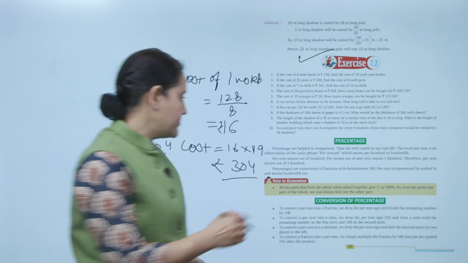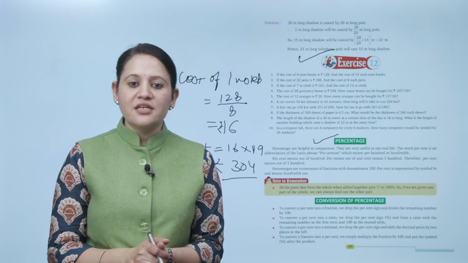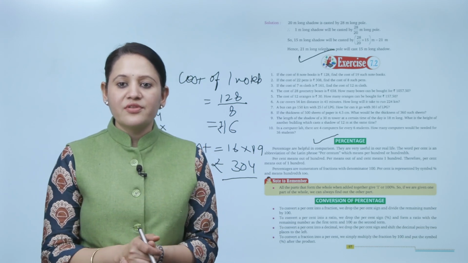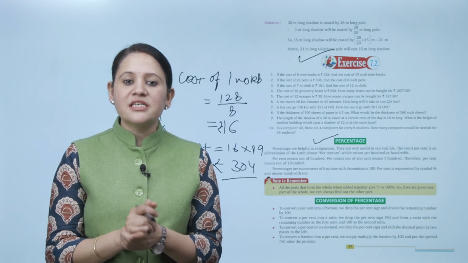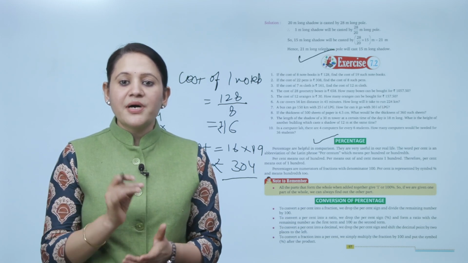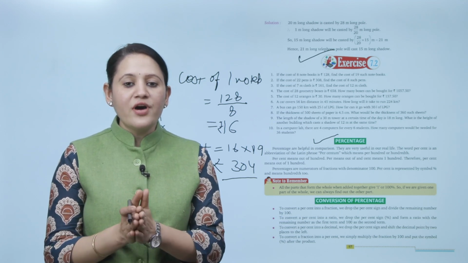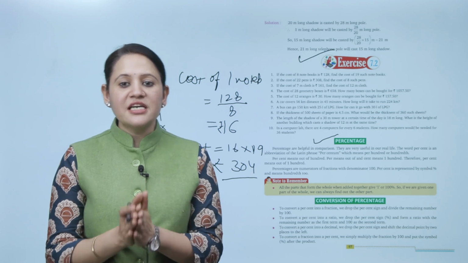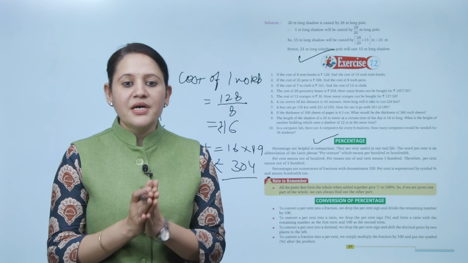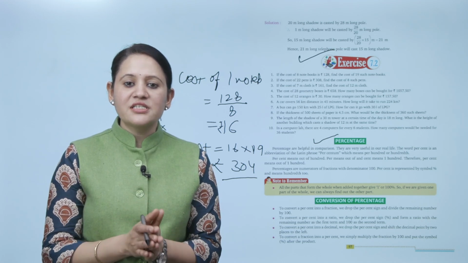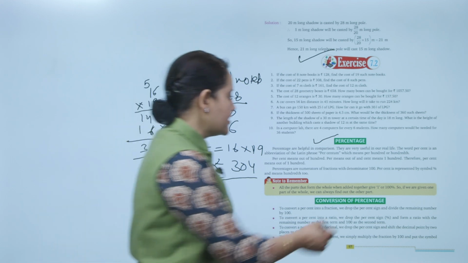Next is percentage. Percentages are helpful in comparison. They are very useful in our real life. The word percent is an abbreviation for the Latin phrase per centum, which means per hundred or hundreds. Percent means out of 100. Per means out of and cent means 100. Therefore, percent means out of 100. Percent is the numerator of the fraction with the denominator 100. Percent is represented by the symbol %. This is the symbol of percentage.